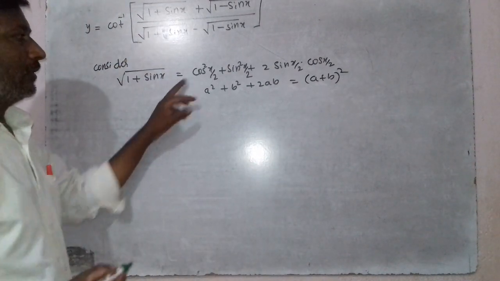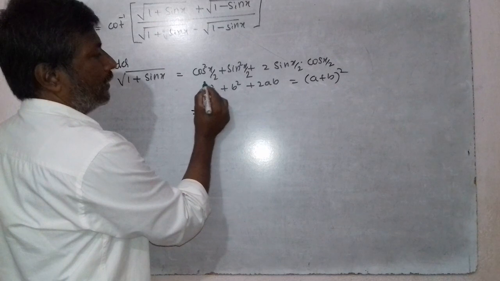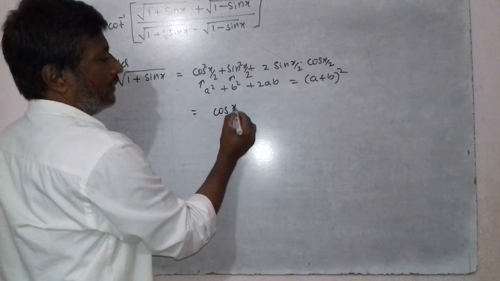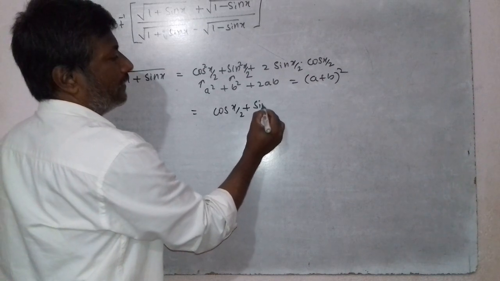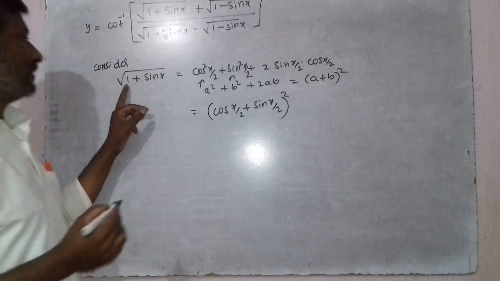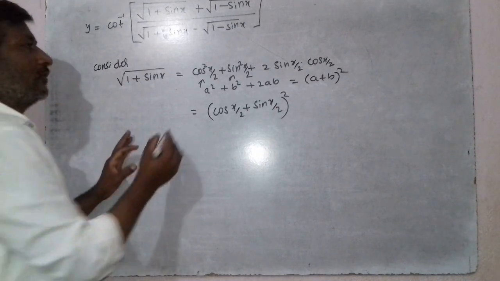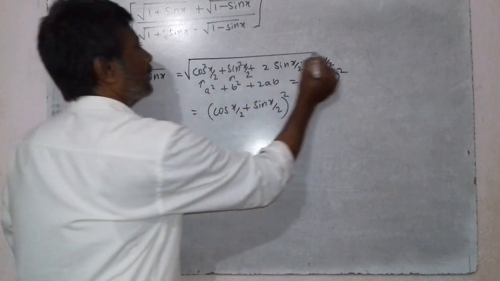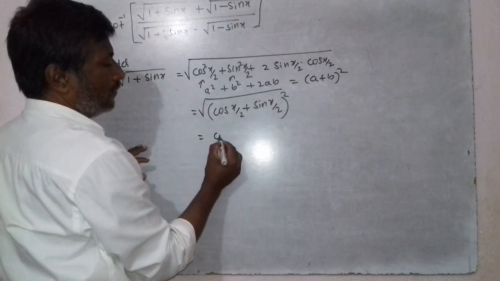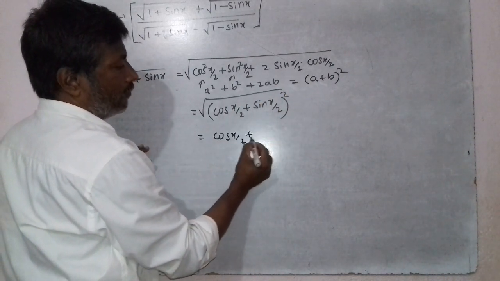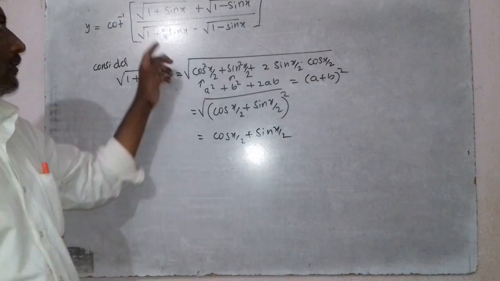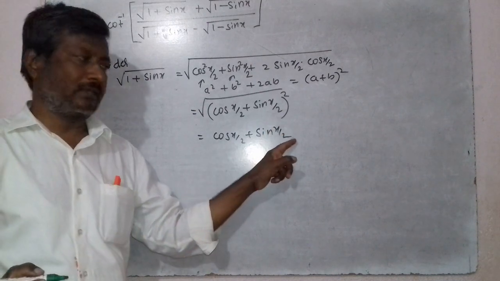So therefore this becomes a equal to this one, b equal to this one, (cos(x/2) + sin(x/2))². Since there is a root, this becomes root and the square cancels: cos(x/2) + sin(x/2). So this is root of 1 + sin x.